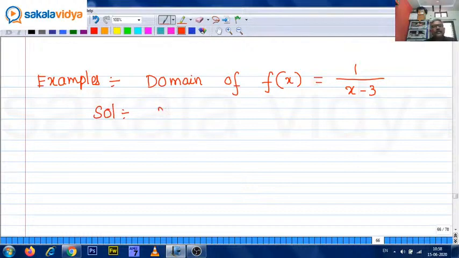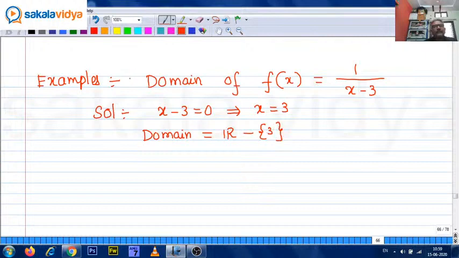Now x minus 3 equal to 0. We get x is equal to 3. Basically x does not equal 3. Domain equals R, the set of real numbers, minus the element 3. This is one example I have discussed. JEE and EAMCET. Right. R minus {3}.